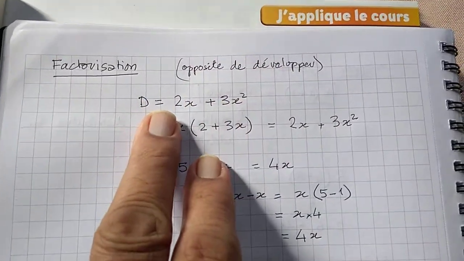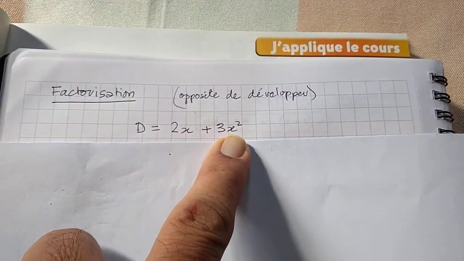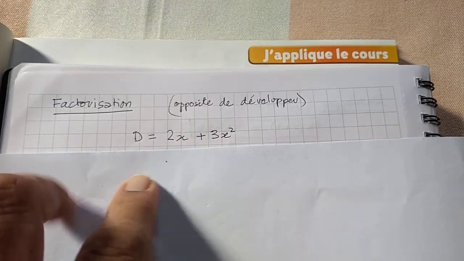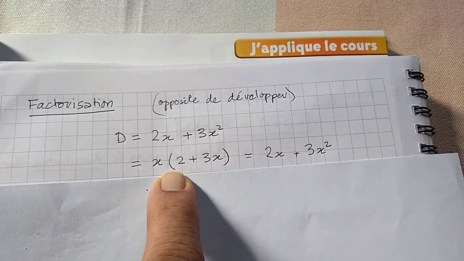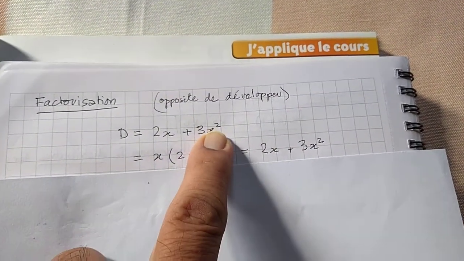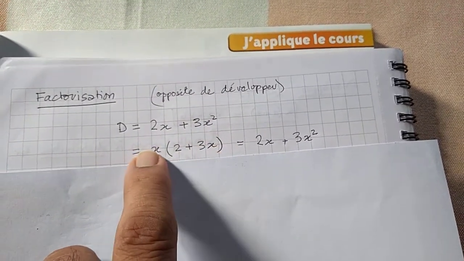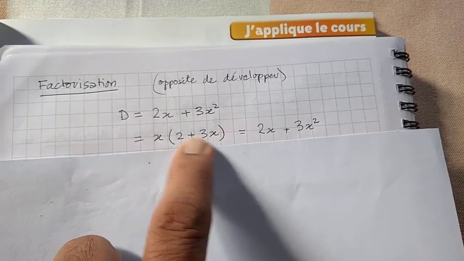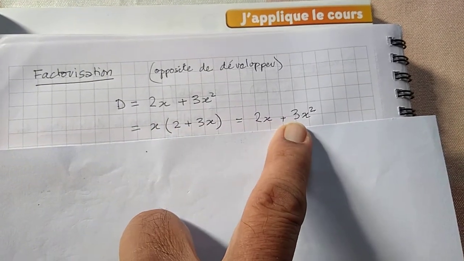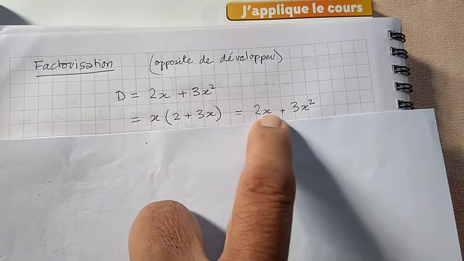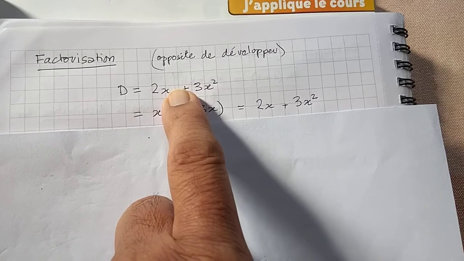développer. So if D is equal to 2x plus 3x carré, we can see what is common here. X is common here, x is common. So we can take out x and we can write D is equal to x into 2 plus 3x. The 3x carré means 3x into x. So 3x I kept here, x I have taken out. If you develop this, you'll get x for the 2x, x for 3x, you'll get 3x carré. So if you develop this, you come back to what you had in the beginning.